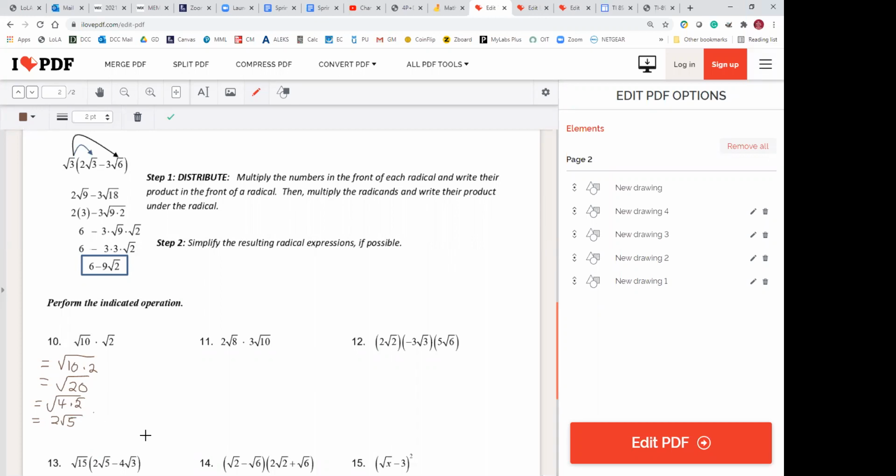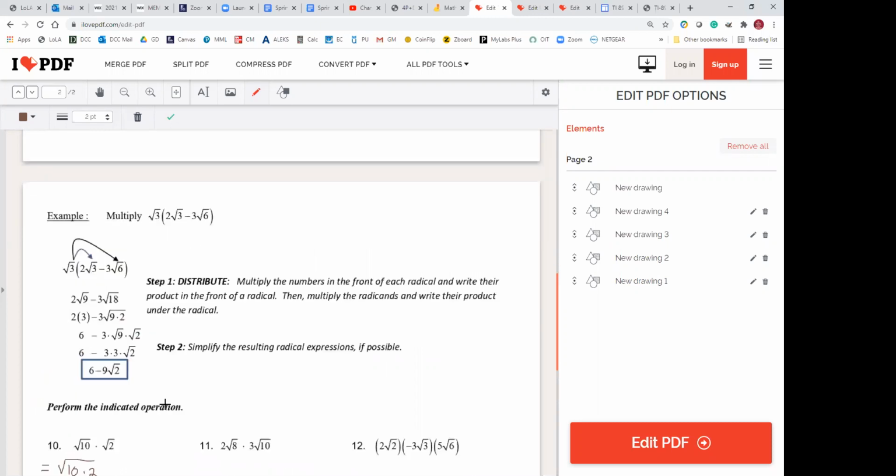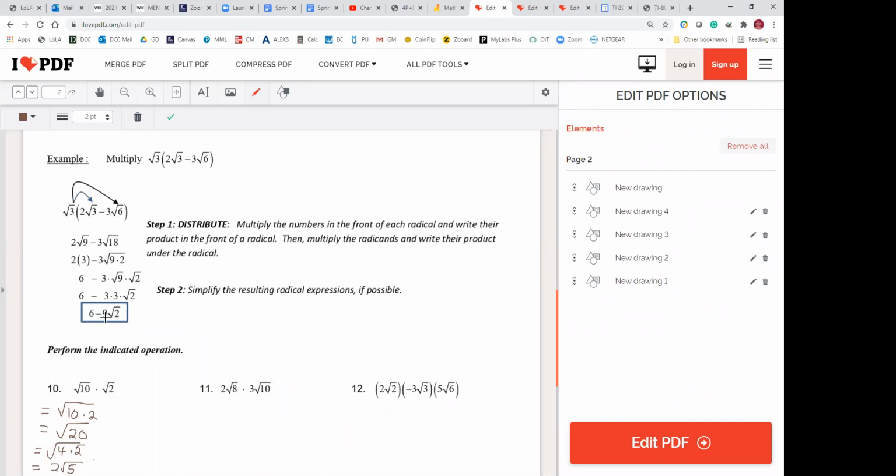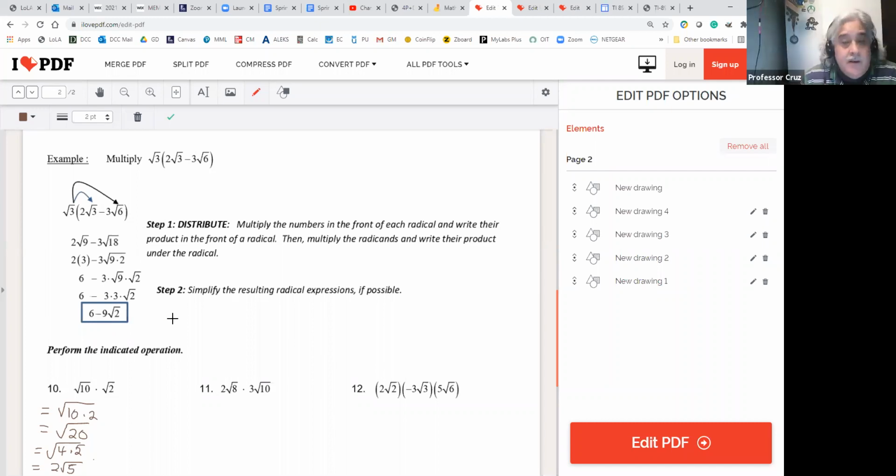Professor, can we go back to the example real quick? Why do we now subtract the 6 from the 9? Because there's a negative sign in between here. This one's positive, and this one is a positive times a negative, so this one stays negative. Why do we not, you're asking? Because this is 9 square roots of 2. It's not 9. This is 6, but that's not 9. That's 9 square roots of 2.